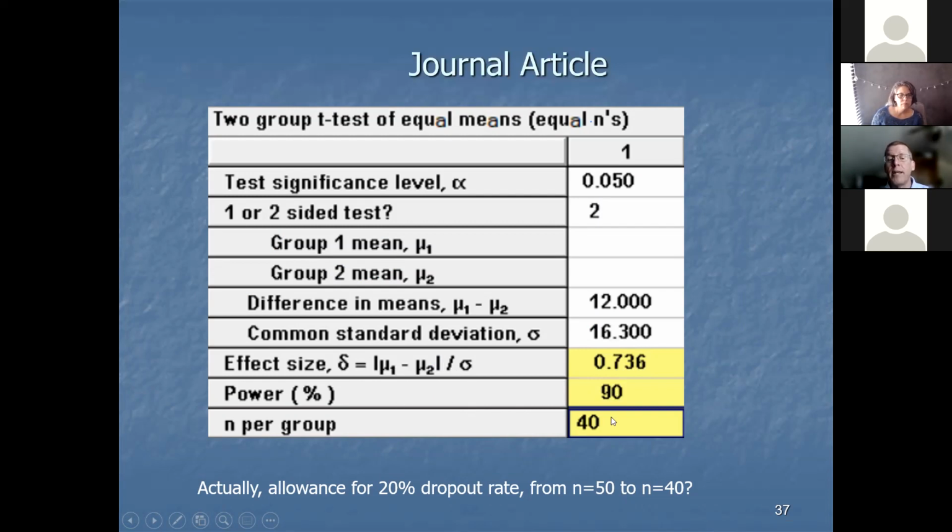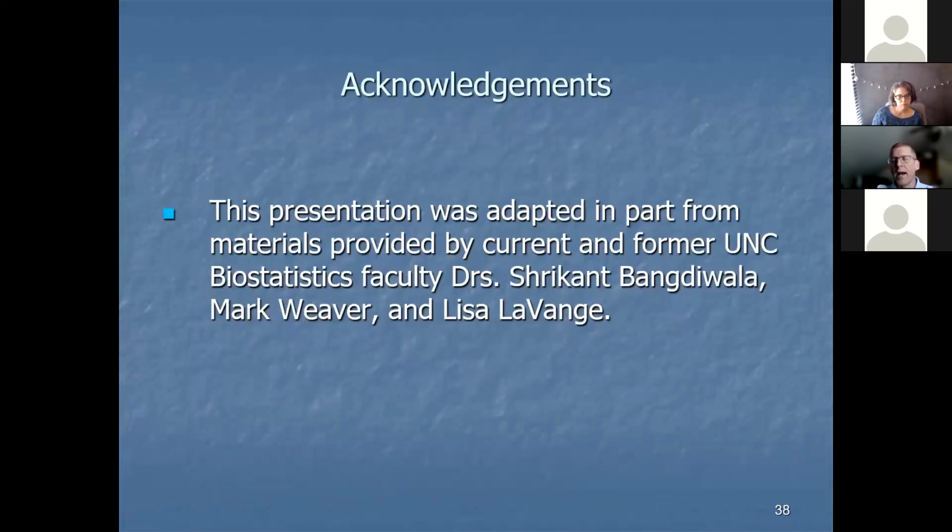And for 90% power, this is actually saying I would need 40 per group. What they reported is 50 per group, but they said that was accounting for 10% dropout. I would actually say that looks more like 20% dropout to me, to get you from 50 per group down to 40 per group. But this allows me to replicate their calculation, and again, it shows how this software can be used. So with that, I will stop.